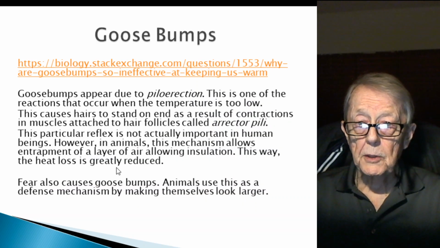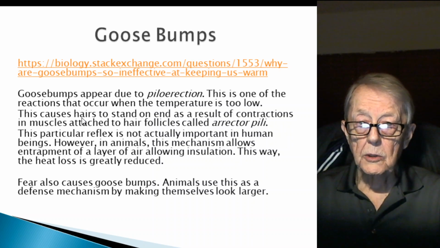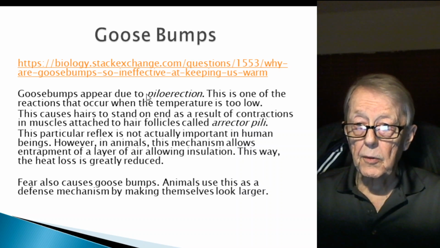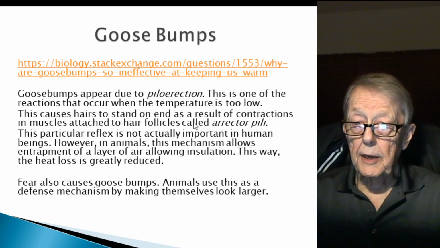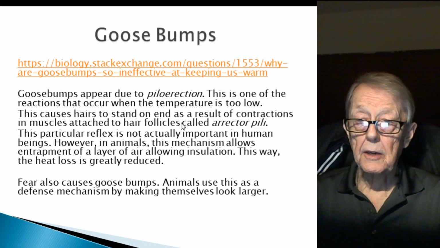But you also get goosebumps. Goosebumps appear due to piloerection. This is one of the reactions that occur when the temperature is too low. Again, we're talking about cold, losing heat. This causes hair to stand on end as a result of contraction in the muscles. Again, the muscles around the hair follicle, muscles attached to the hair follicle, are called erector pili. Hence you get the term piloerection. When the brain sends a strong signal to this muscle, it causes the hair to stand up straight. And when it sends a weaker or no signal, that muscle relaxes and the hair lays down.